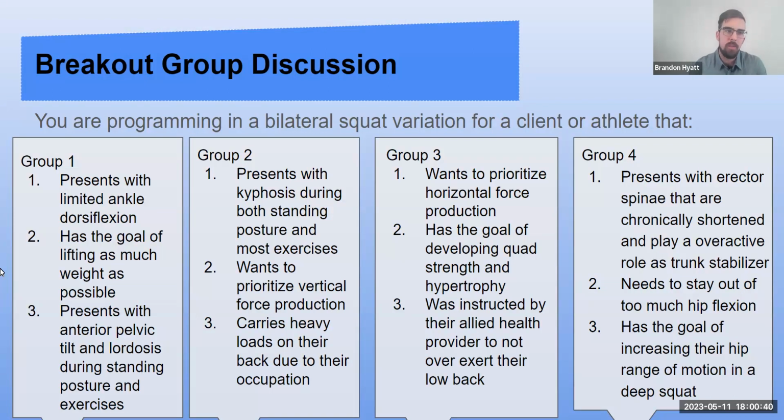So for group one, we got a client. We want to program a bilateral squat variation. And this client presents with limited ankle dorsiflexion. All right, so thinking back, what would be the best load for them? We know that for low bar back squat, there's a really big hip angle, and there's not that much knee flexion, which means the knee is going to stay more upright over the ankle, which means less dorsiflexion. So with a client like this, I would have them train with some sort of load more posterior.